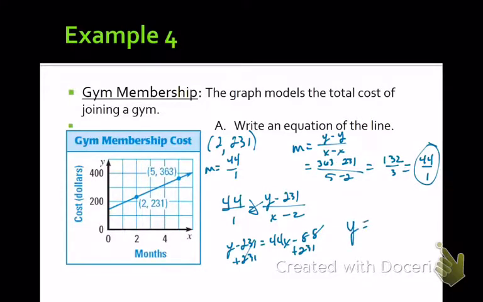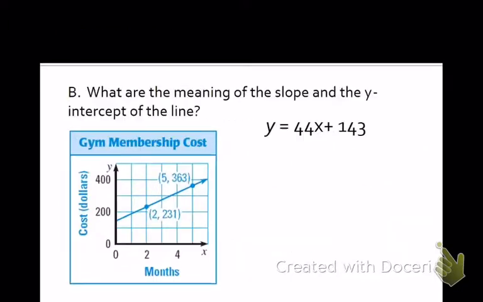And so y is equal to 44x plus 143. And that's the equation of your line. Okay? All right. Now, that's the equation of the line. The question is, what do those parts mean? What does the slope and the y-intercept mean?